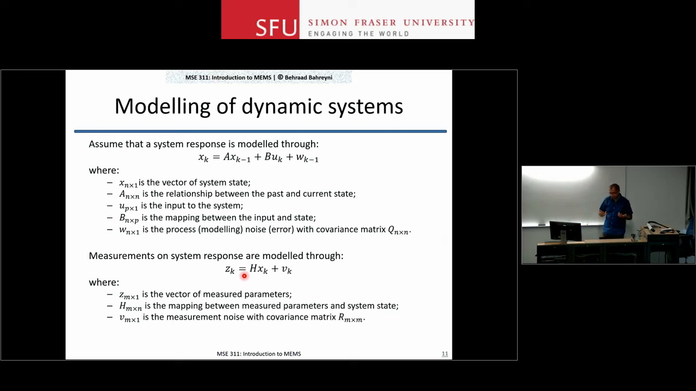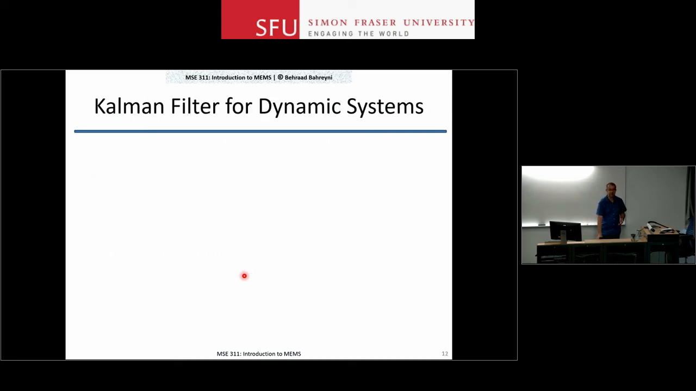And then because you have multiple sensors and multiple noise sources, there is some randomness to whatever you measure. So that V captures the noise associated with each one of those parameters that you measure. With these definitions, let's see how we can apply a Kalman filter to a system.